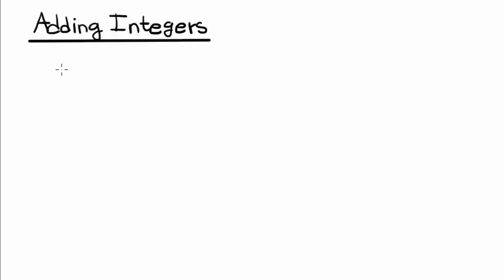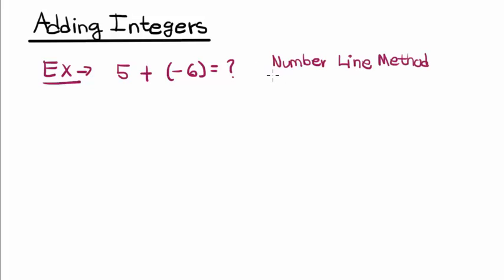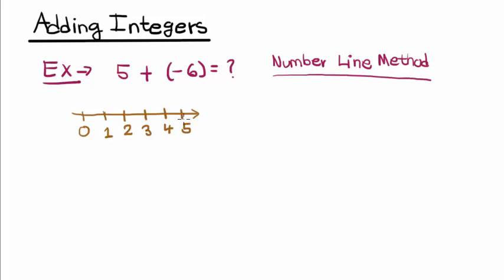And so basically what we need to do is draw as many number lines as there are numbers. So let's do an example, okay? So let's say we want to find out what 5 plus negative 6 is. If you choose to do this problem by the method of the number line, you will have to draw 2 number lines. So let's start. In my first number line, I will draw 5 tick marks in the positive direction.